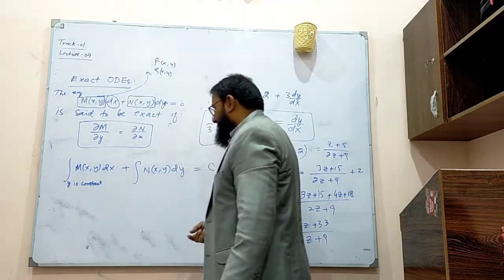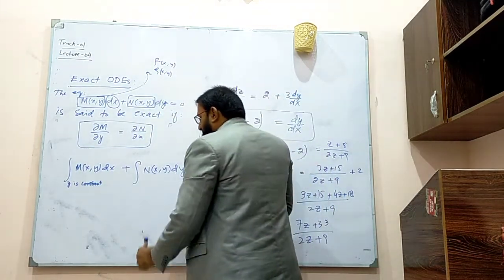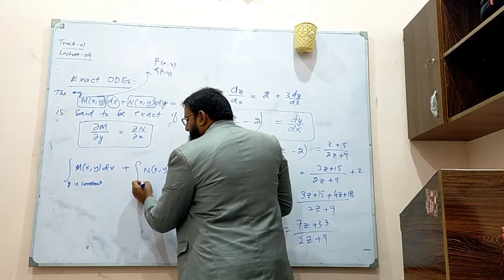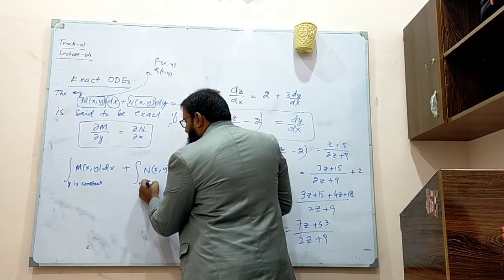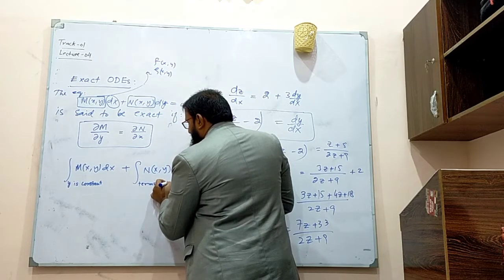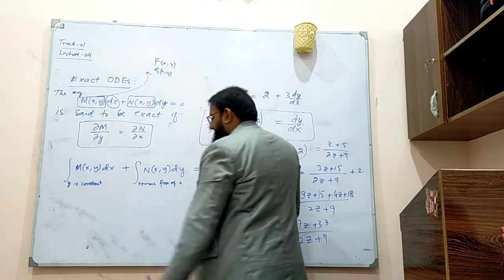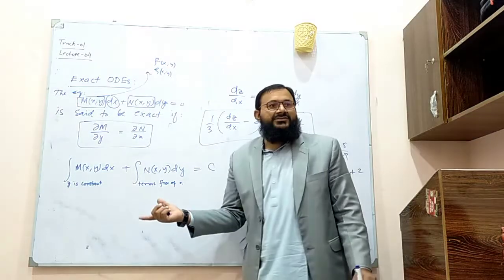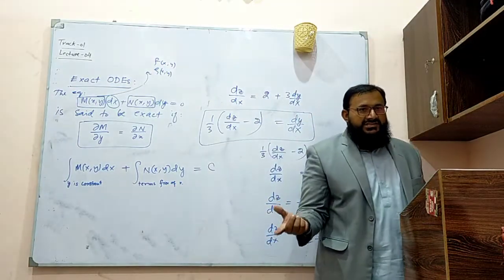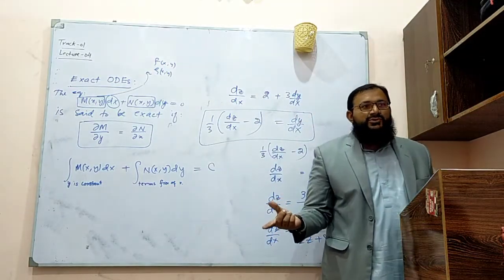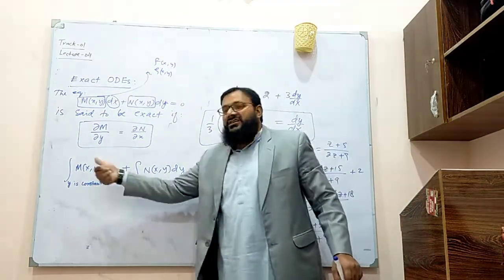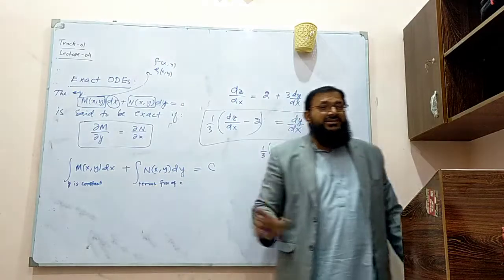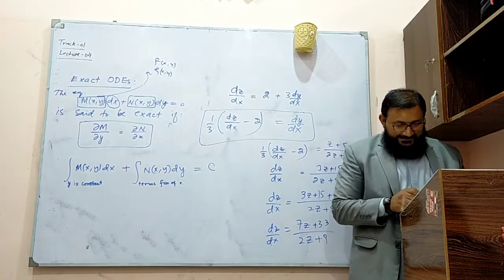What do you assume here? x is constant. You take only those terms that do not contain x, the terms free of x. This is the method for solving an exact equation. You don't do this always, but this is just the solution of an exact equation.